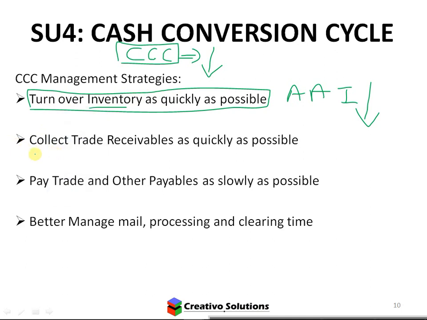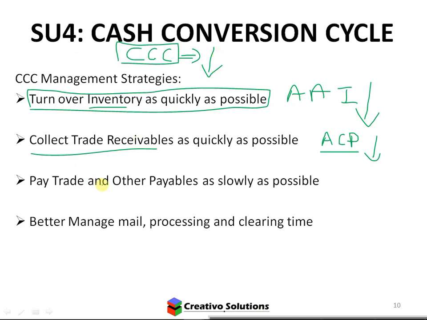The next bit, collect trade receivables as quickly as possible. Again, which variable does that affect? ACP. If ACP decreases, cash conversion cycle decreases. You get cash quicker.